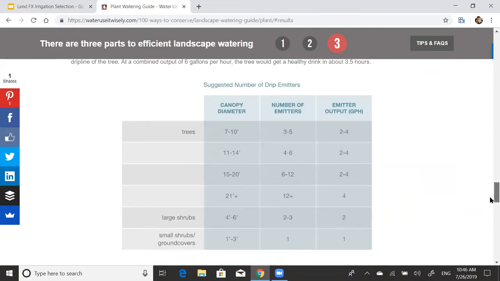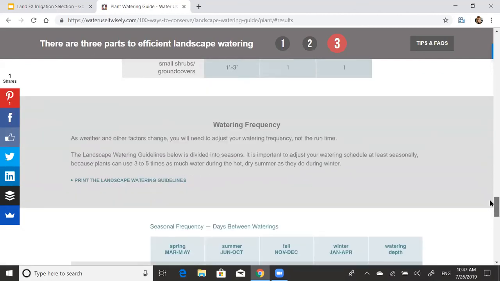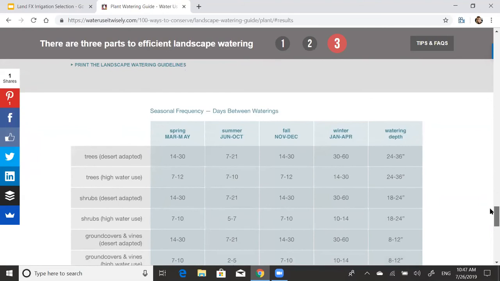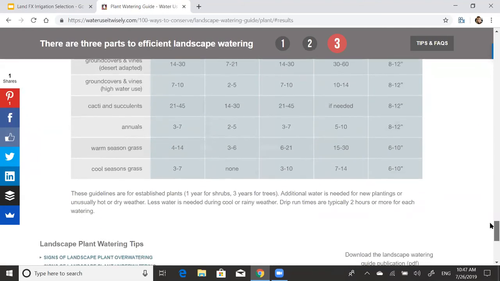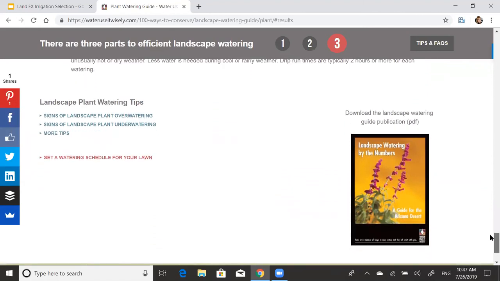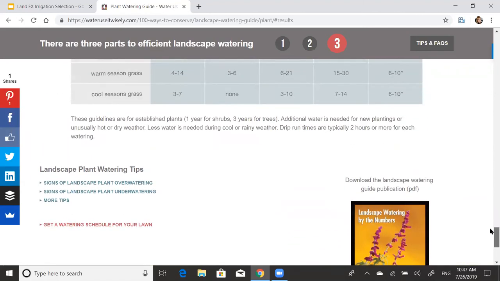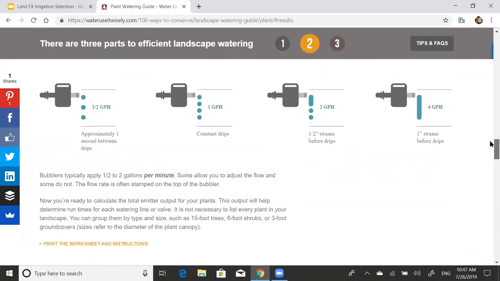So this pretty much covers it. Again, it goes into the suggested number of emitters for the canopy size, so you could reference this if you were unsure. I just think it's a great place to go. It gives you the different seasons. Yeah, so I think it's a great website. They did a great job.